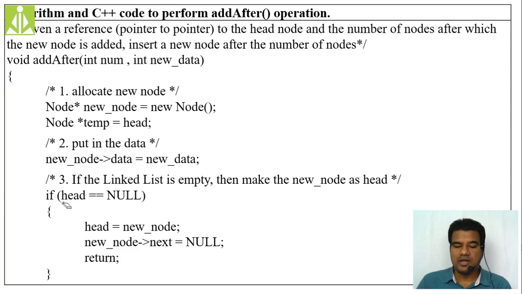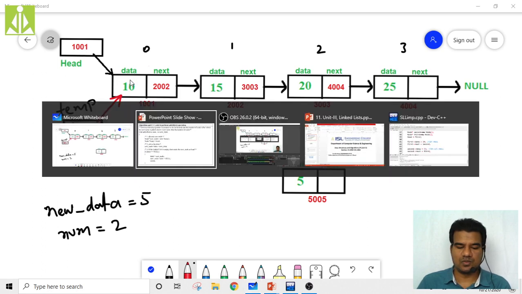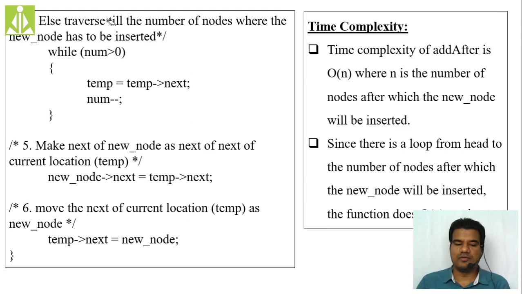Next, what we have to do, we have to check if head equals null or not. Is it null? No, it is not null. It is pointing to this 1001. So if head is not equal to null, then this entire thing will be skipped. This third point will be skipped. Then the control will go to the fourth point. So what is my num value now? My num value is 2, isn't it?